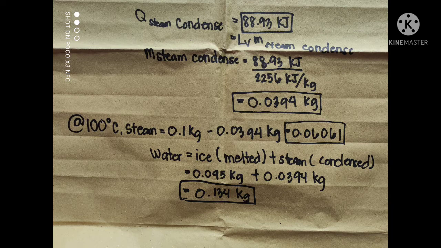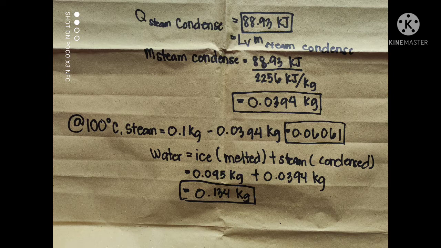So Q of the steam condensed, that released, should be equal to 88.93 kilojoules, because that's how much is needed, and that we write as LV times x, the mass of the steam that condenses. So then we can calculate the mass of the steam that condenses. Not all of it is condensed. So 88.93 kilojoules divided by LV, which is 2256 kilojoules per kilogram, comes out to be 0.0394 kilogram. Only this much of the steam has condensed and turned into water at 100 degrees Celsius.